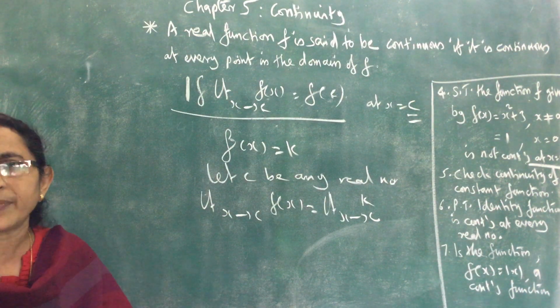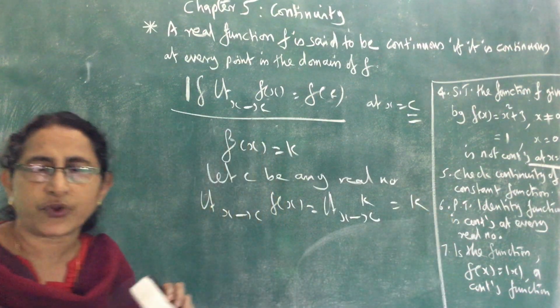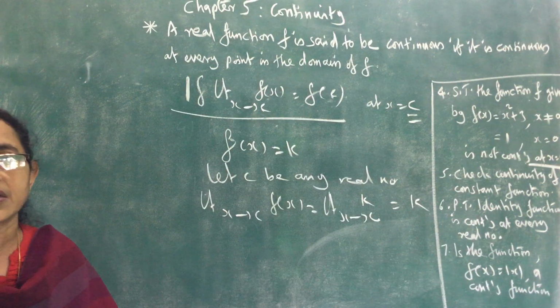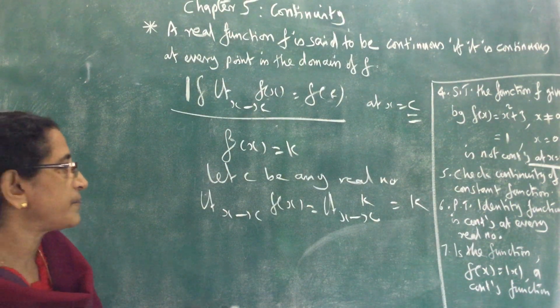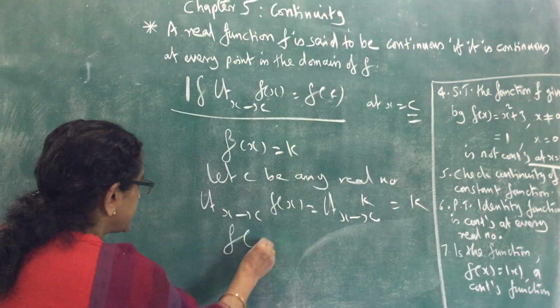So when we apply the limit also, it is a constant. So that is equal to k itself. No need to substitute for k. We are substituting for x. Here there is no x, so no substitution. So just write it.